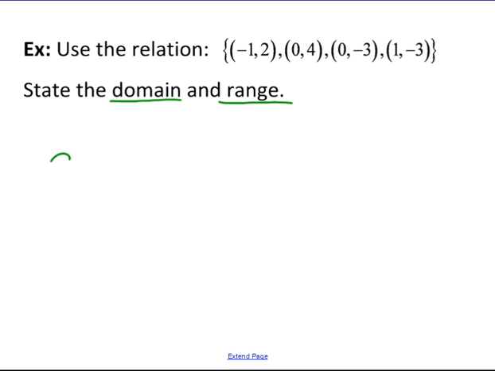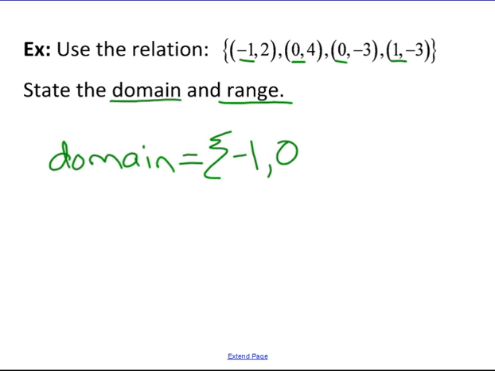So the domain, those are the x values, and in this particular relation, it's going to be the set. The braces mean set. -1, 0. You do not have to repeat the 0, and 1. Is it okay if you write 0 twice? Yes. Is it necessary? No.